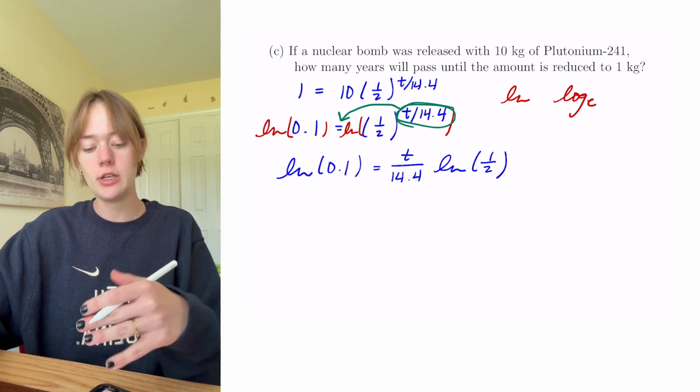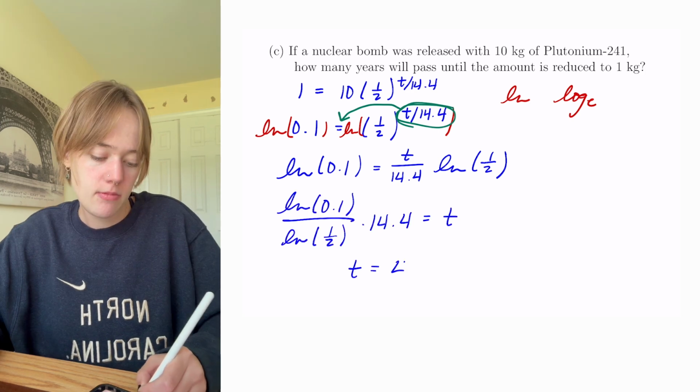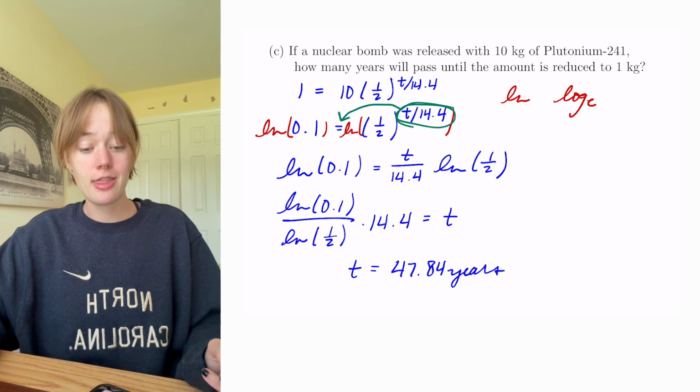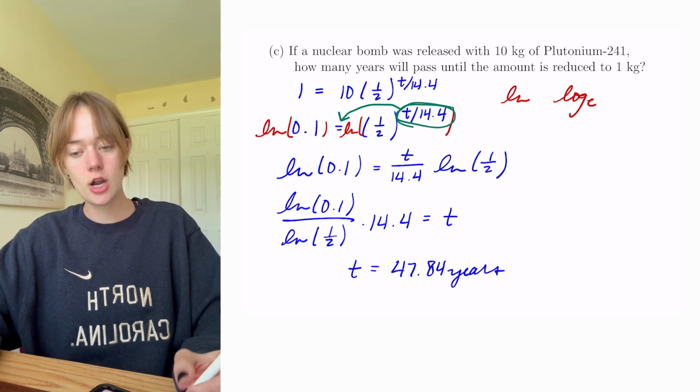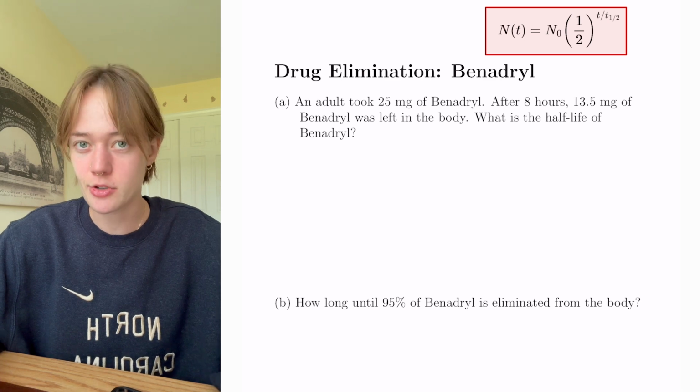We need to multiply by 14.4 on both sides and divide by ln of 1/2 on both sides, and we'll have it. That's going to give me 47.84 years. So it's going to take that many years for 10 kilograms of plutonium to reduce down to 1 kilogram. Let's try these half-life drug elimination problems.